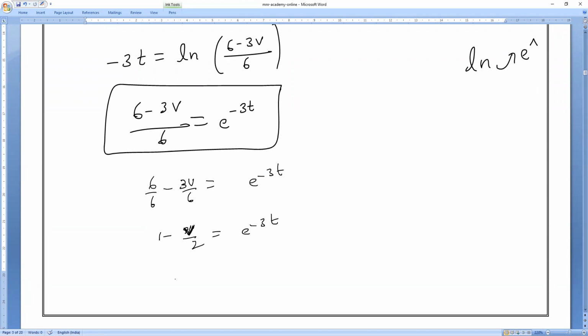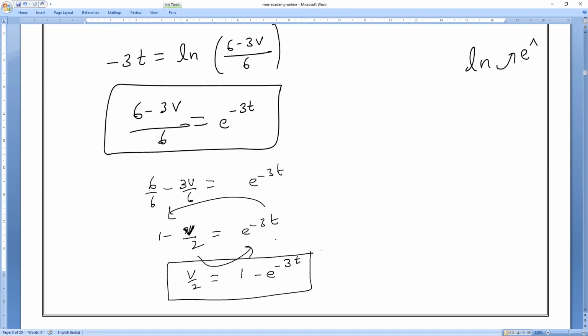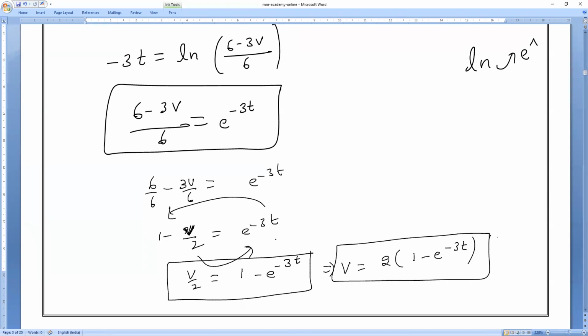Now we want v. So I will bring v by 2 this side and e power minus 3t will come this side. So tell me, everybody, v by 2 equals to what? 1 minus e power minus 3t. Is it yes or no? So now v is equal to 2 times (1 minus e power minus 3t). Now verify. This is the velocity function.